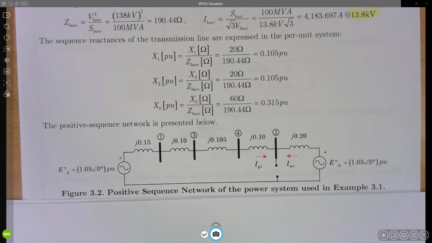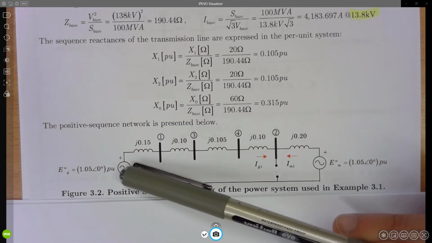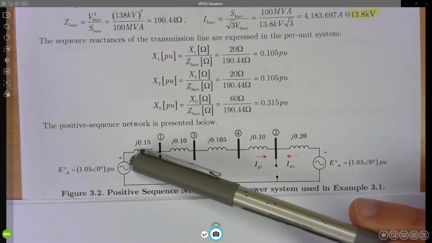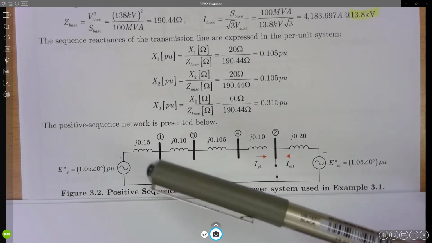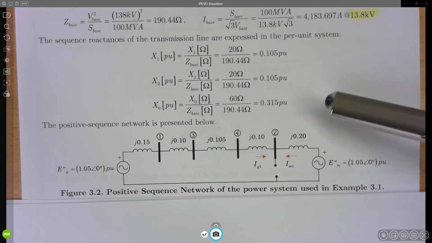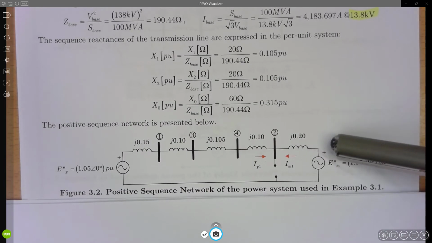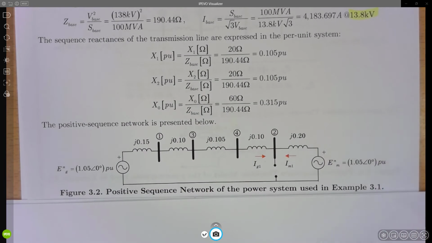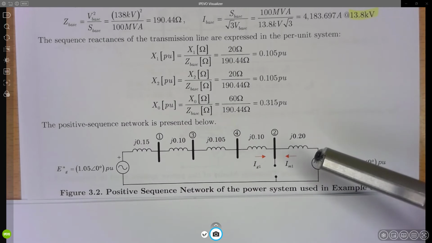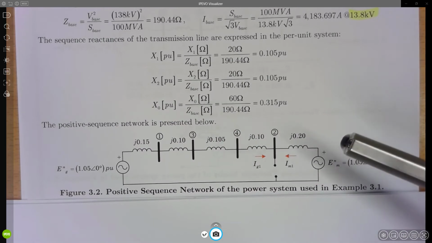And the other important thing here is that you must realize that in positive sequence, we have voltage sources, one voltage source representing the internal voltage of the synchronous generator, and one voltage source representing the internal voltage of this motor, okay? You will see voltage sources only at the positive sequence, okay?